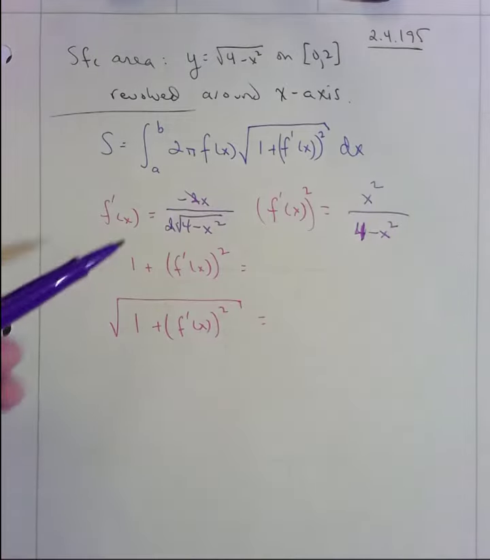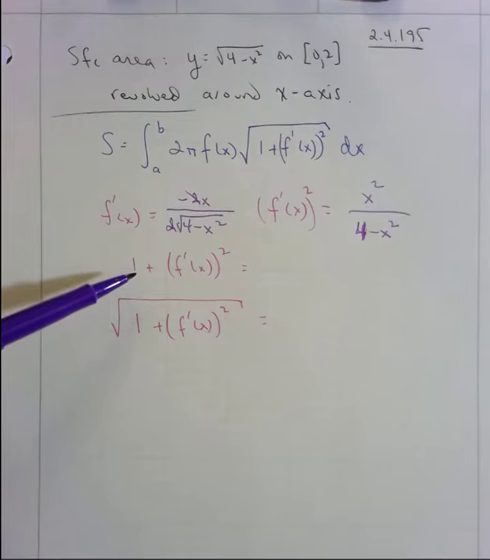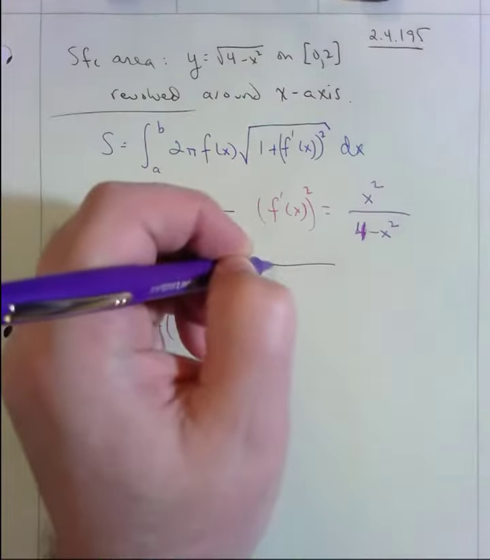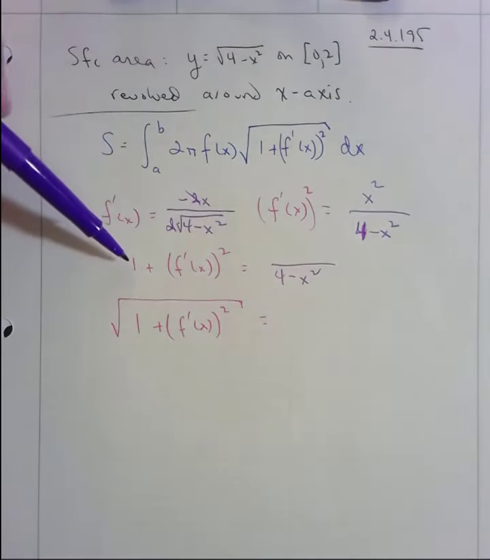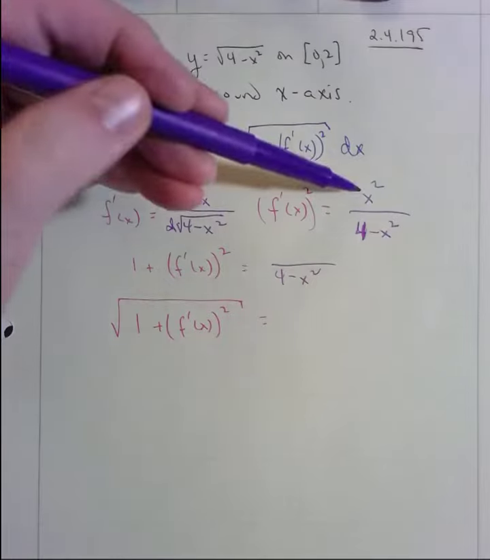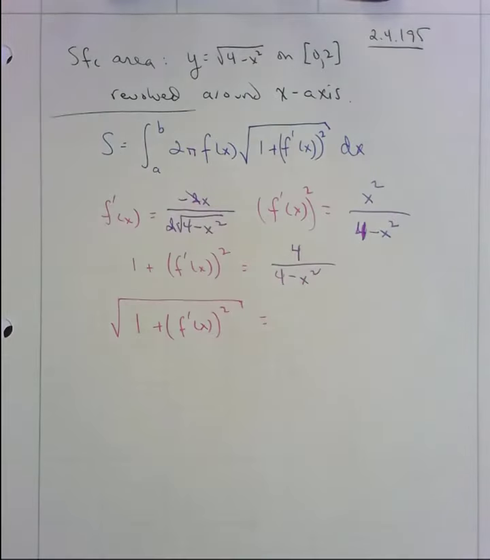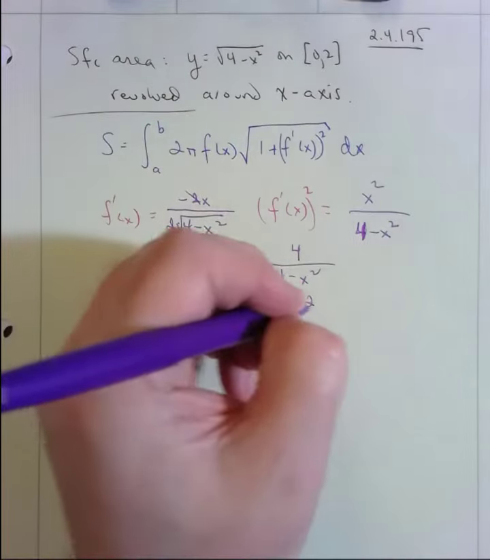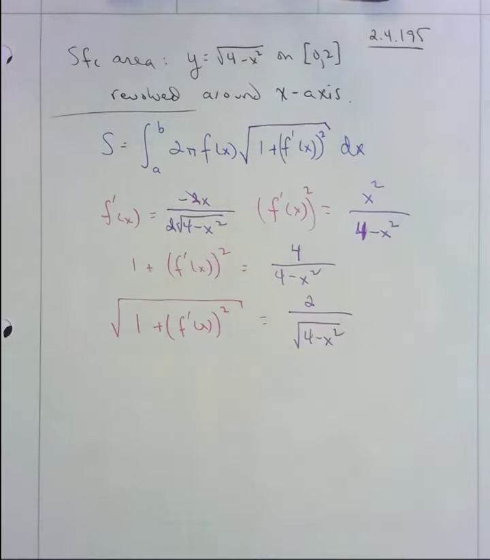Then when we add 1 to this, remember 1 can be written as 4 minus x squared over 4 minus x squared. So we'll have a common denominator of 4 minus x squared, and 4 minus x squared from the 1 plus the x squared from here leaves behind a lone little 4. The square root of that is just going to be 2 over the square root of 4 minus x squared.